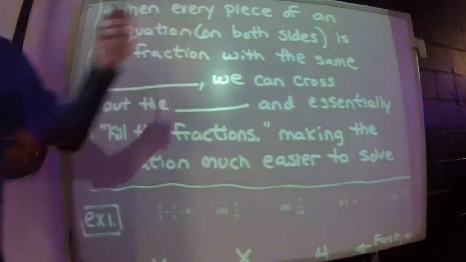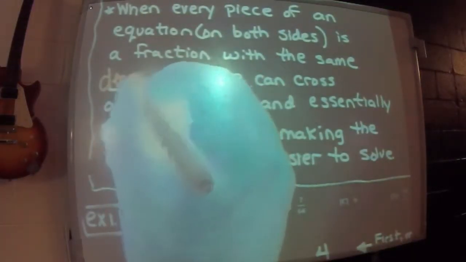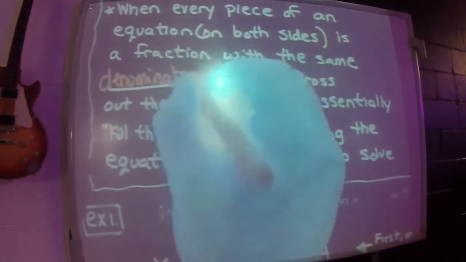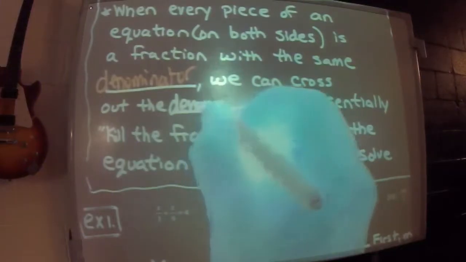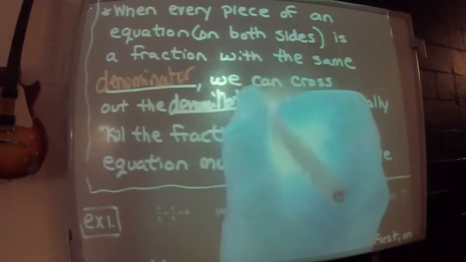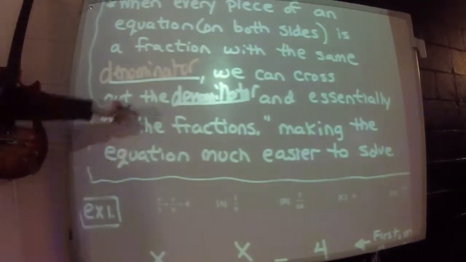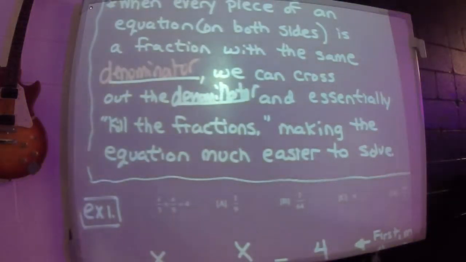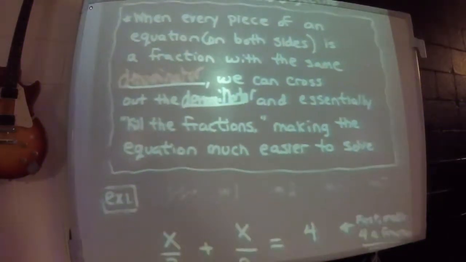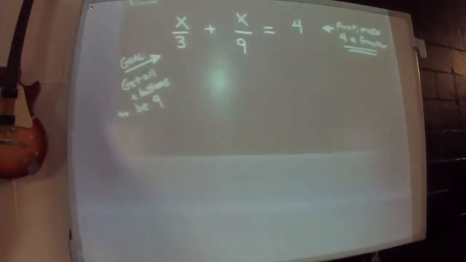So when every piece of an equation on both sides is a fraction with the same denominator, what we can do is we can cross out the denominator. And essentially that would be killing fractions. You have to ignore my crazy handwriting there. But when every piece of an equation is a fraction with the same bottom, what we can do is cross the bottoms out. That's what we're trying to say up here. So I'm going to look at a few easy ones to start with.